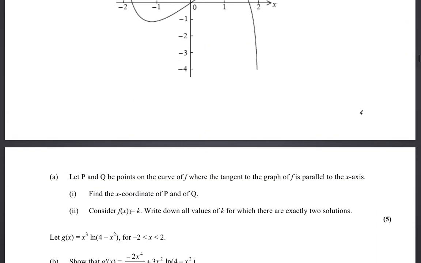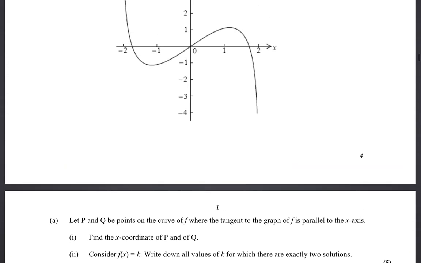Now consider f of x equal to k. Write down all values of k for which there are exactly two solutions. Now what do you mean by f of x equal to k? And how do you solve them? And how do you find the number of solutions? Okay, f of x is nothing but x ln of 4 minus x square, and k is nothing but a constant. So how do we solve it?